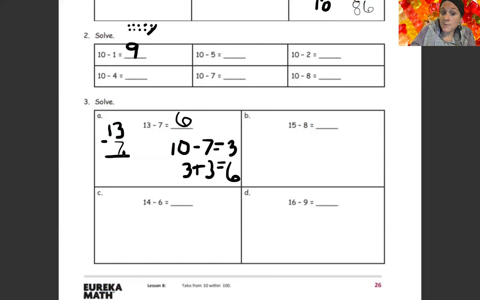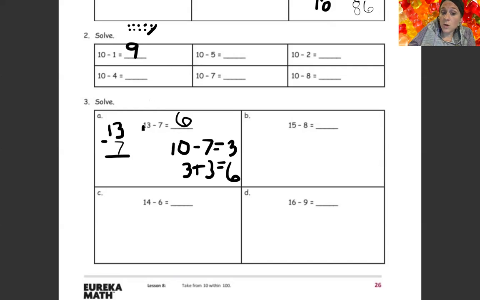13 minus 7. We know that there's not enough ones on top, 3, to take 7 away. We need to come over to the tens, but again, it's still going to be 13 minus 7. So that way is probably not going to be helpful. This is what you guys need to be doing. You need to be going through and thinking, what are the methods that I know? That method's not going to work, okay? All right, what else could we do?